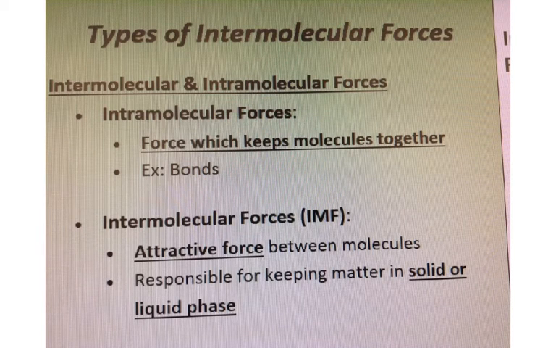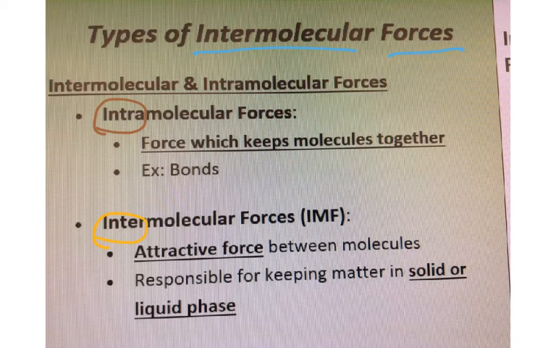All right, tonight what we're going to be talking about are the different types of intermolecular forces that exist between different molecules. And as you remember, a molecule can either be an element or a compound, but it's things that have bonds. So there are two types of forces that exist within a molecule, and one is known as the intramolecular force, and the other is the intermolecular force.